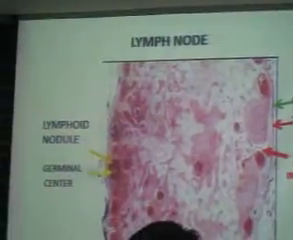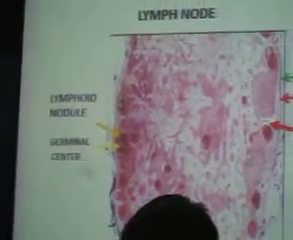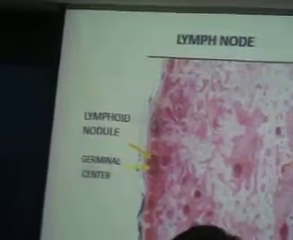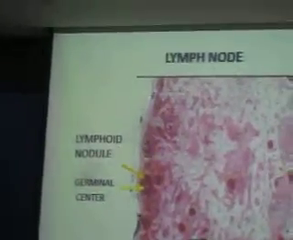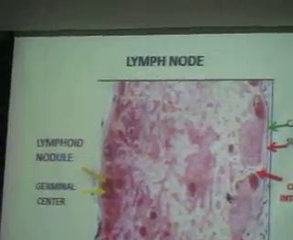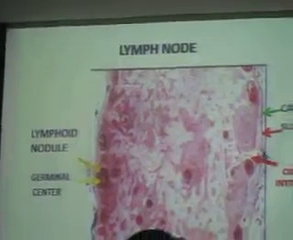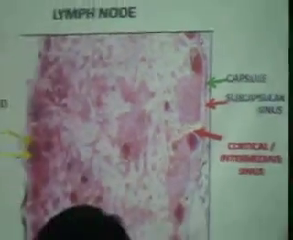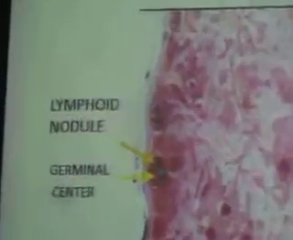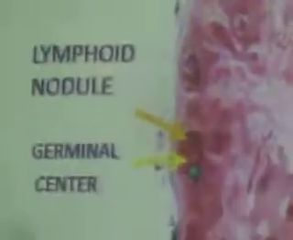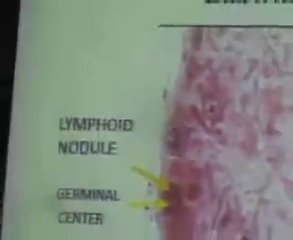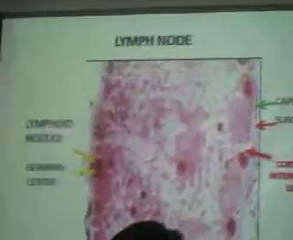Okay. This is another slide that we have. We may use this type of slide or the previous one. Again, you have the cortex, the medulla, the paracortex, the capsule, the subcapsular sinus, and you have your trabecula, and either side your cortical or radial sinus. And then for the lymphatic nodule or lymphoid nodule, you have the lighter area where you have your germinal center, where you'll have the maturation of the T lymphocytes.